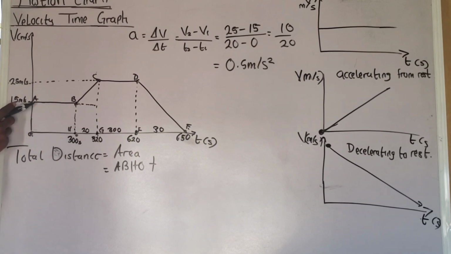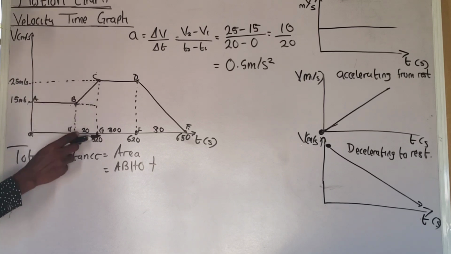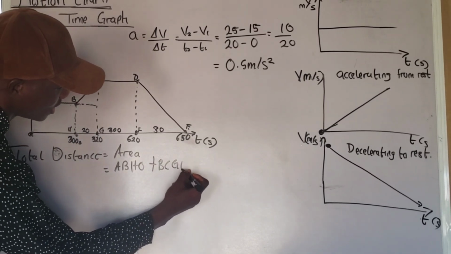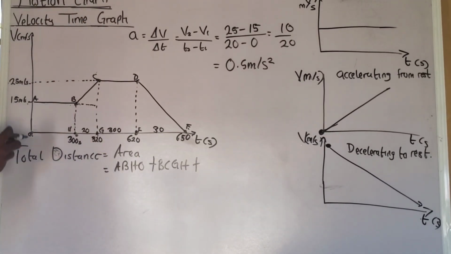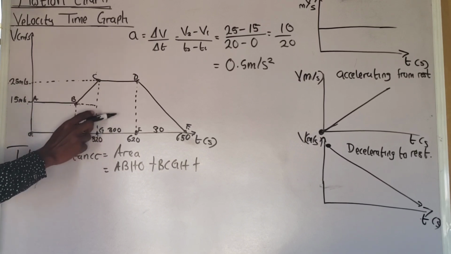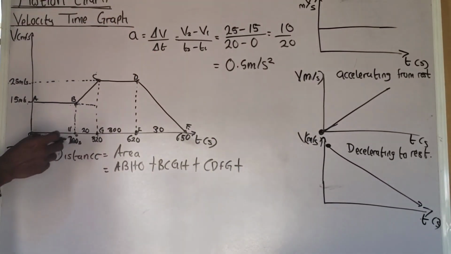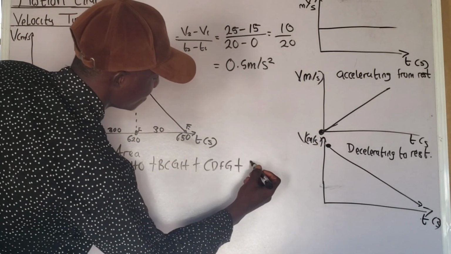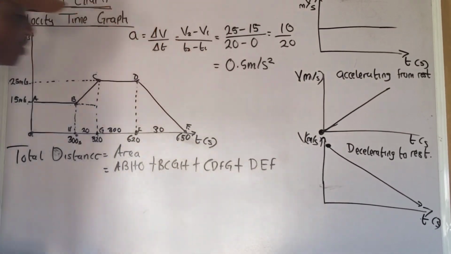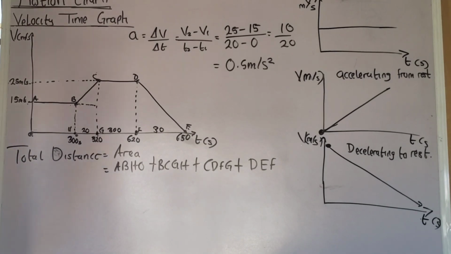Now, the first area here is what? Area of this rectangle, the rectangle ABHO. You understand? And the second area is the area of this trapezium. That is what? Area BCGH. Then we add it to another area of this rectangle. That is area CDFG. You understand? Area of this shape particularly, CDFG, plus the area of DEF. Do you understand? Now we're going to calculate the area one by one.